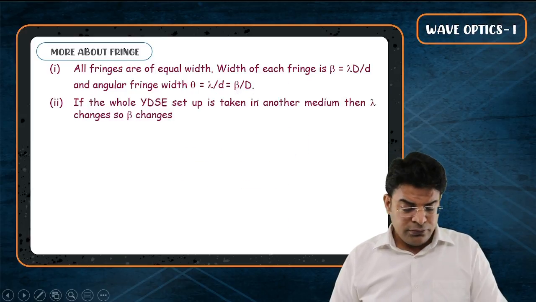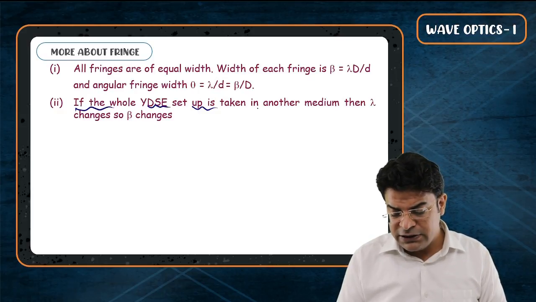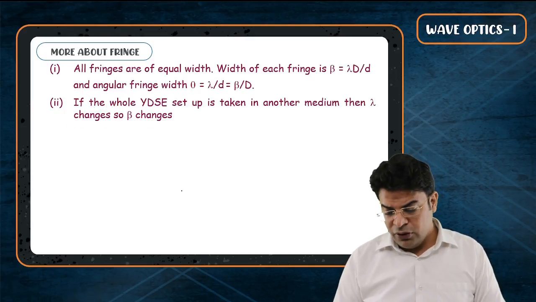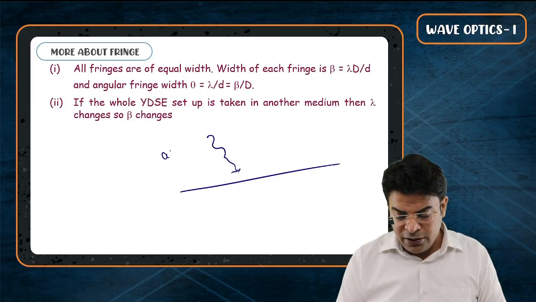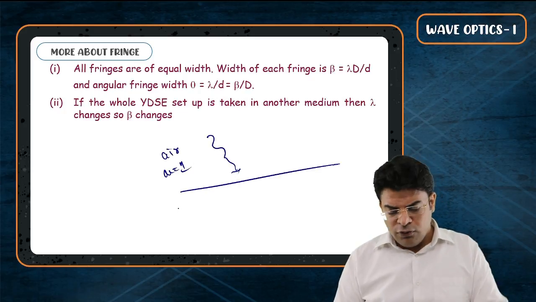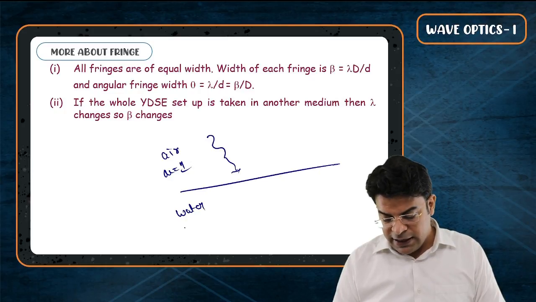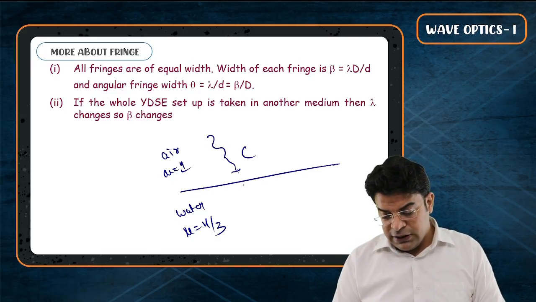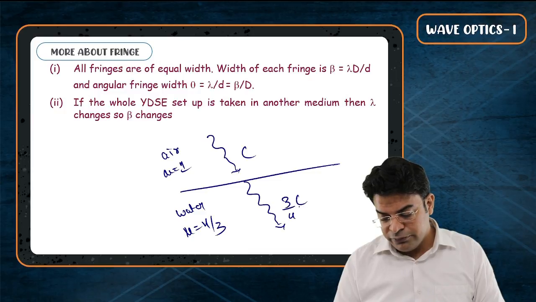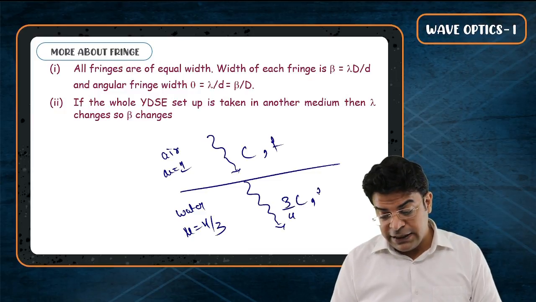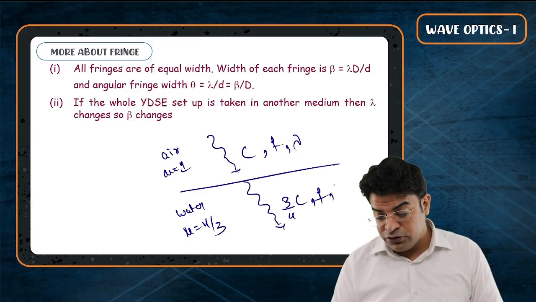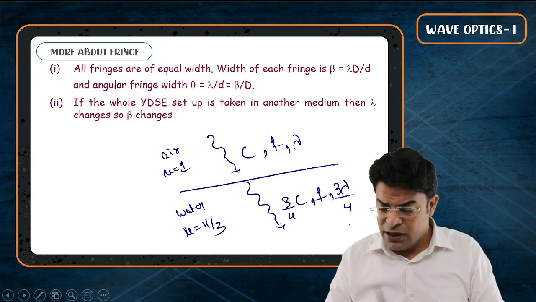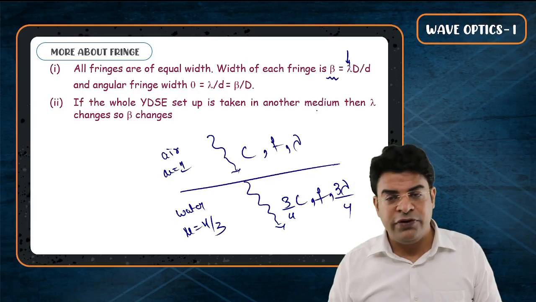Next thing, bachcho, if the whole YDSE setup is taken into another medium, then the wavelength changes, so beta changes. We know that if a ray of light moves from air, where we take the refractive index to be 1, into water, where we take the refractive index to be 4 by 3, the speed becomes 3/4. The frequency remains the same and the wavelength becomes 3/4. So inside the denser medium, the wavelength decreases. If the wavelength decreases, definitely the fringe width will decrease.